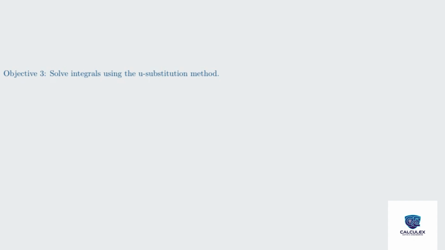U-substitution is the integration technique that undoes the chain rule. Let's recall the chain rule. The derivative of a composite function is the derivative of the outer function with respect to the inner function, times the derivative of the inner function with respect to x. When we look at an integral that needs U-substitution, we are looking for a function and its derivative. More specifically, we're looking for a function and its derivative hiding inside of it.